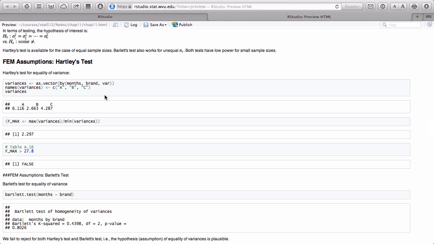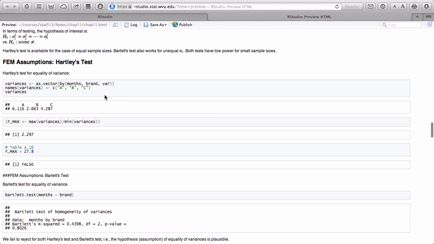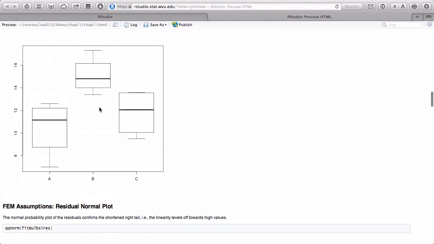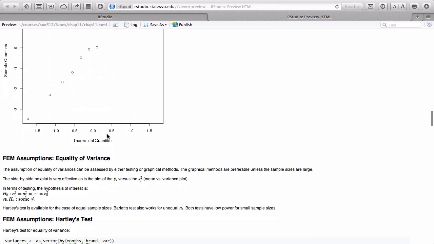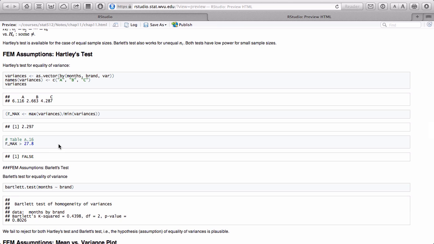And so if I do that, and I name them A, B, C just to be consistent, and then I print it out, you can see the variance of A, B, and C. You can see that A seems to have a lot more variability than B, and C has more variability than B also, but not as much as A. You can sort of tell that from this box plot, that B has the least variability and A has the most. So the box plot gives you that information.